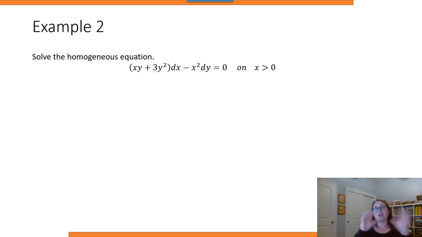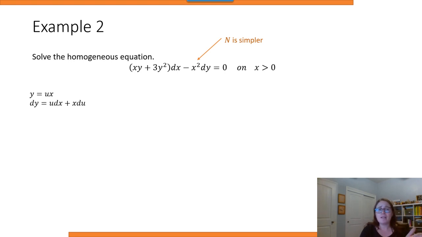Okay, so I'm going to go back to my original equation here. I'm told x is greater than 0, which is just going to help me with some absolute values later. But now I know that I'm going to do a substitution. And looking at my m and my n, the n is the simpler one. Right? x squared is much simpler than xy plus 3y squared. A lot less that I'm going to have to distribute there. So I'm going to go with that first substitution, y equals ux, which means that dy equals u dx plus x du.